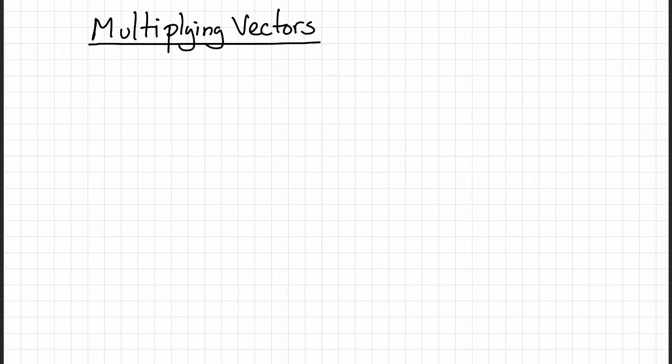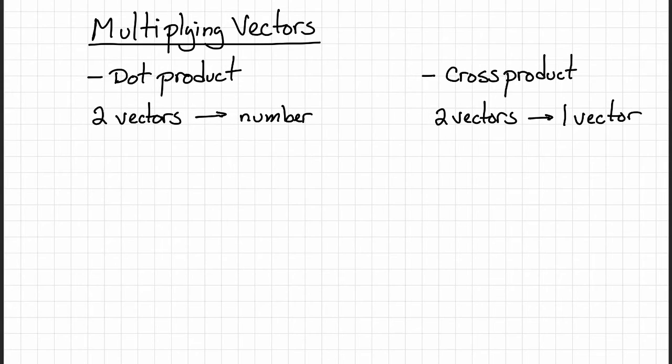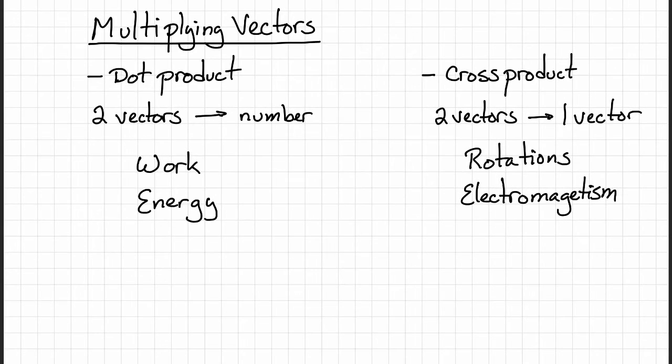There are two ways to multiply vectors. The dot product takes two vectors and turns them into a number. A cross product takes two vectors and turns them into a single vector. We see the dot product in terms of work and energy, and the cross product in rotations and electromagnetism. We'll talk about the cross product later this semester.